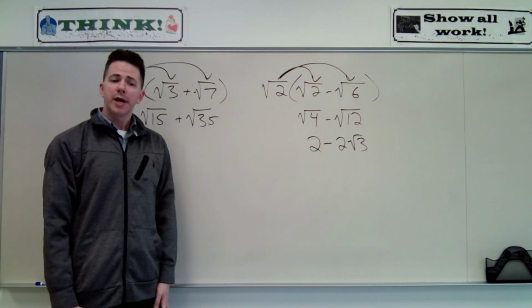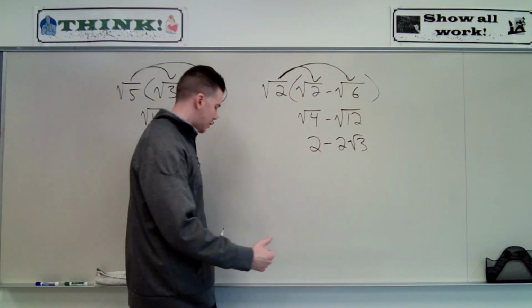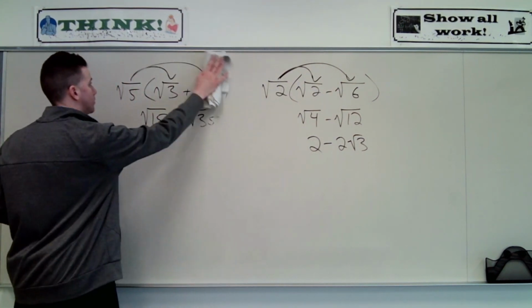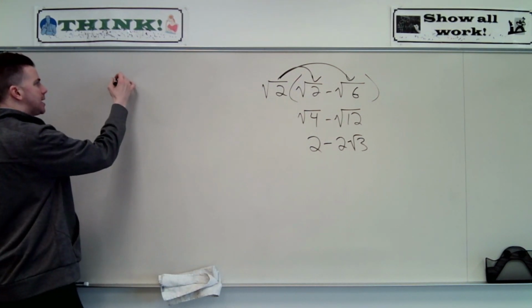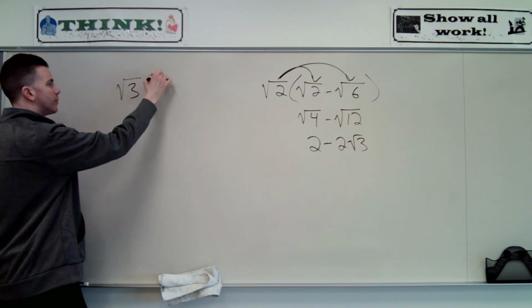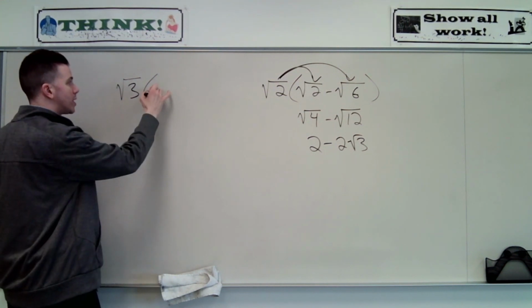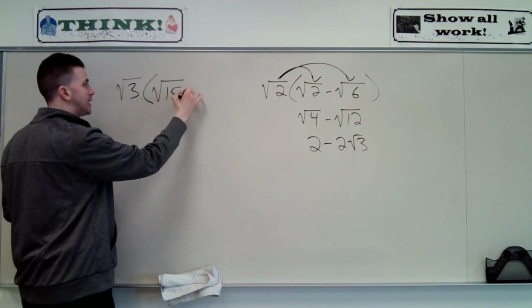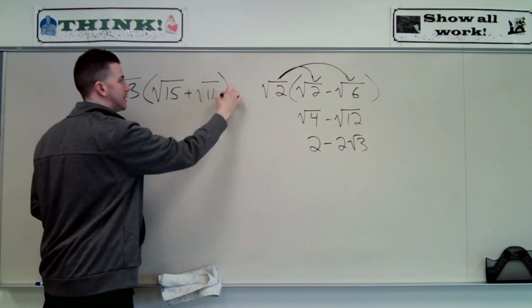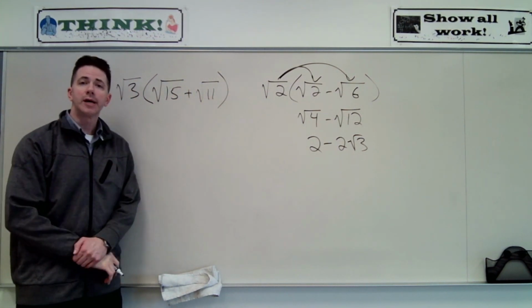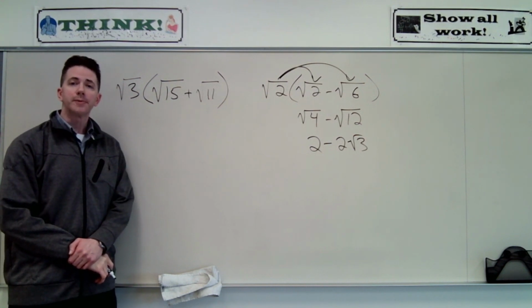Let's give you one to try on your own. You can pause the video when you're ready and then check the answer afterwards. So for the try, go ahead and distribute the square root of 3 into the quantity, the square root of 15 plus the square root of 11. Pause the video now, and when you're ready to check, go ahead and press play.